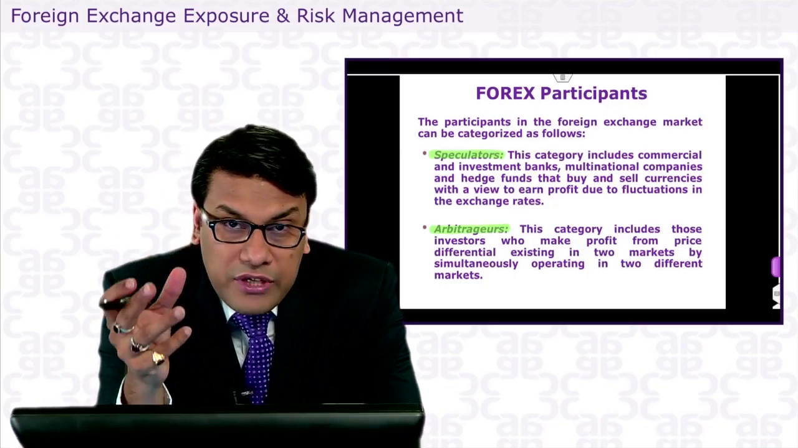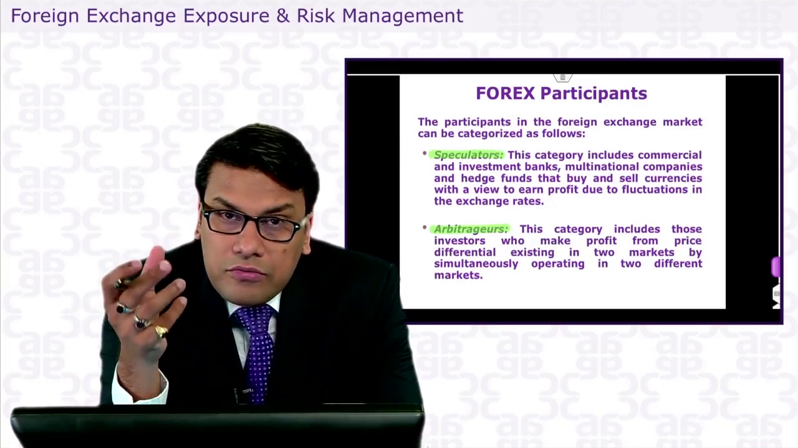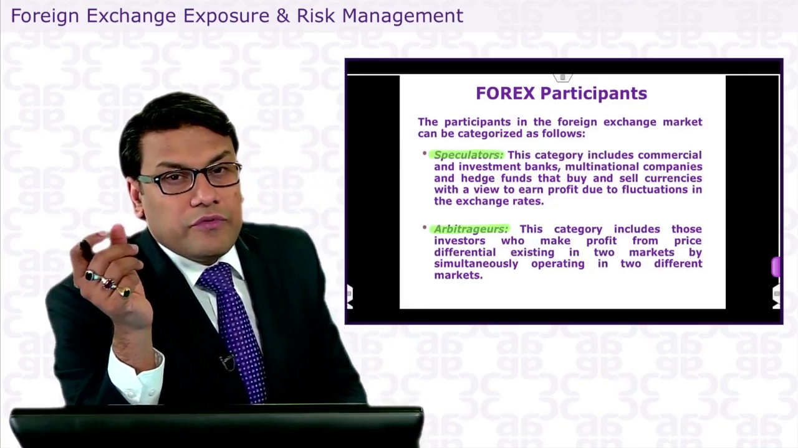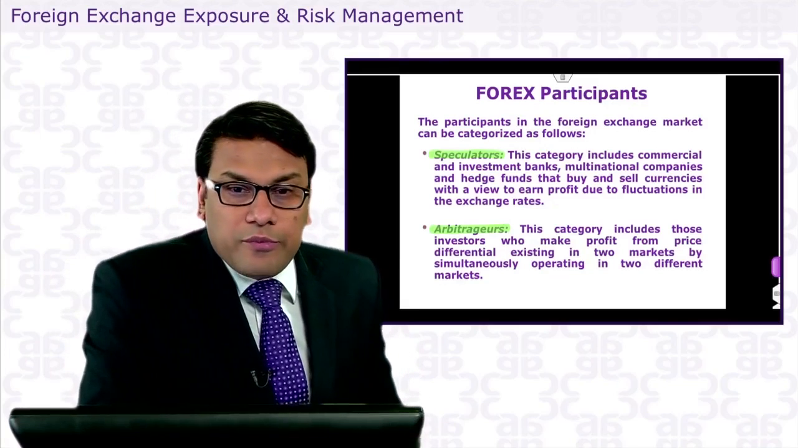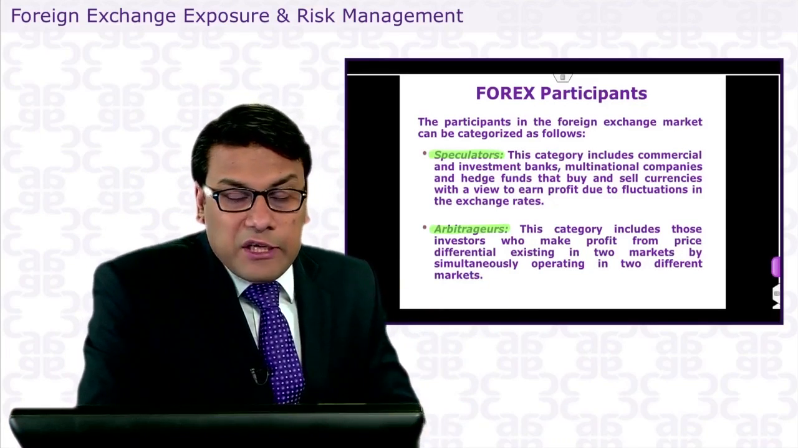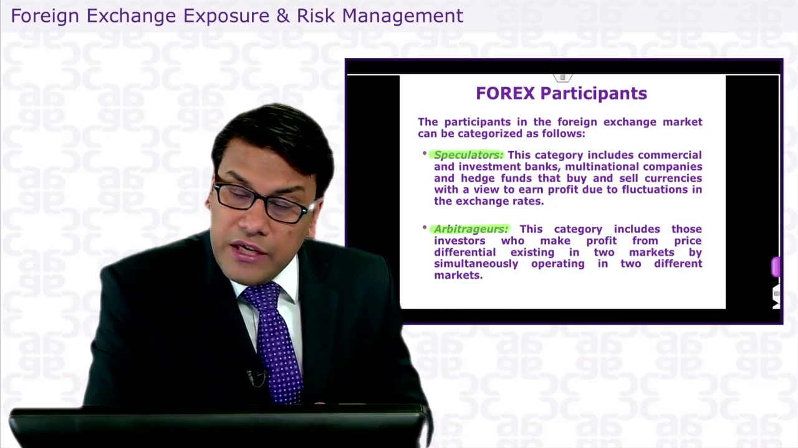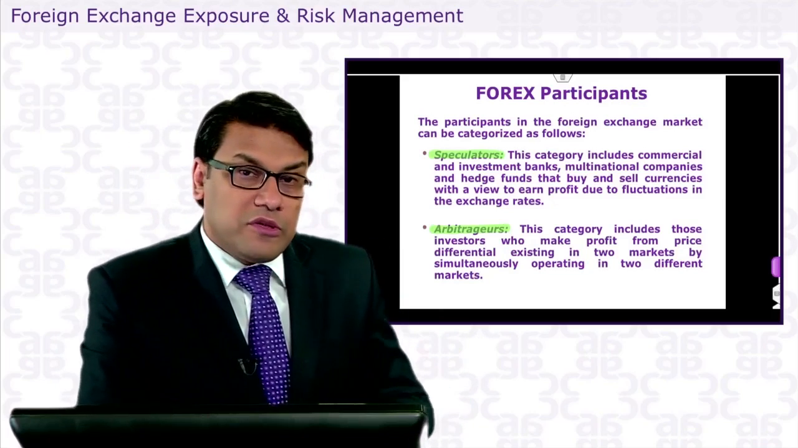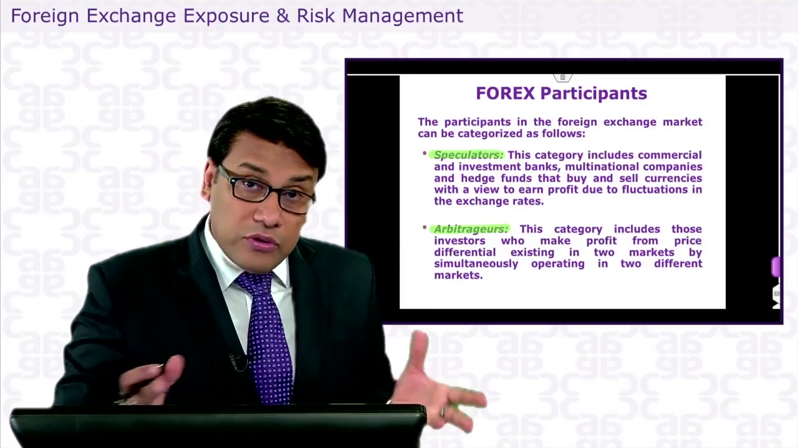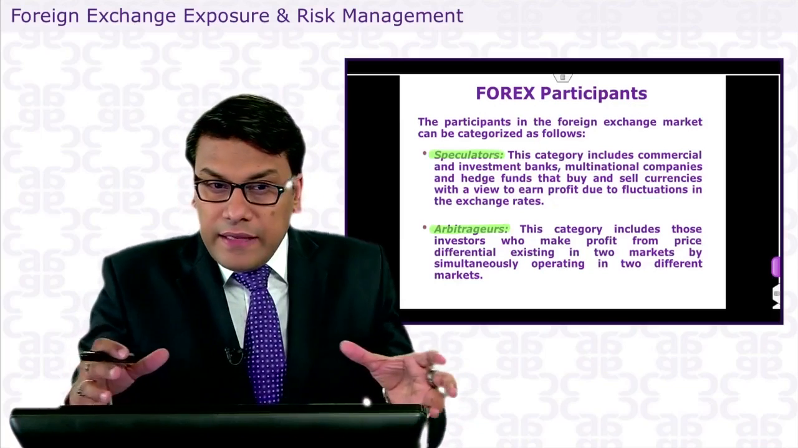And for arbitraging you need to simultaneously buy and sell, so you need resources also. This category would include investors who make profit from price differentiation, because it's a global market. There are multiple places in which they can identify what pricing is available, and they could spot a mispricing, and if they are able to do that, then they are there to exploit that as well.